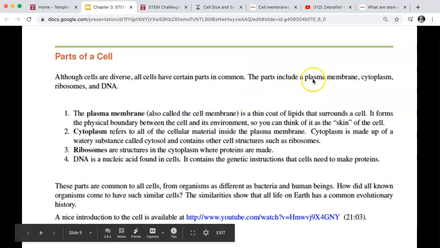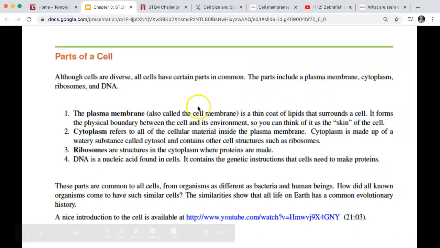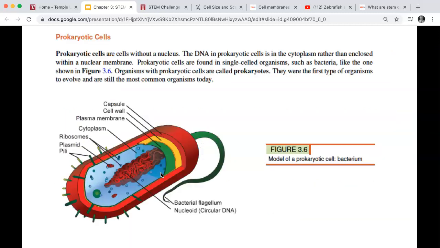The parts of the cell. One of the things I want to point out is that your textbook uses the term plasma membrane. Plasma membrane is also called the cell membrane. Most of the materials, the animations that you'll see in this chapter refer to it as the cell membrane. Make sure you know what the cytoplasm, what ribosomes do, and what DNA does. We'll talk about all of those in more detail in the course.